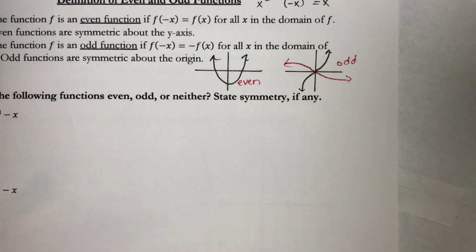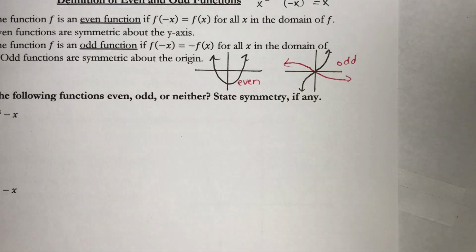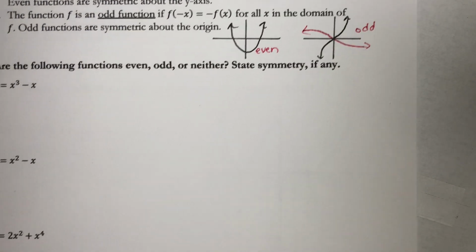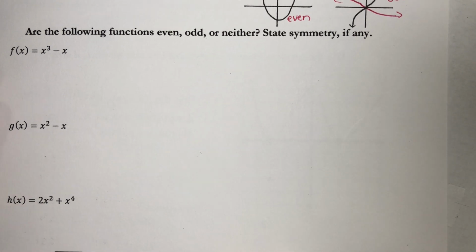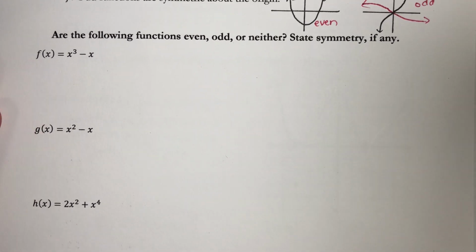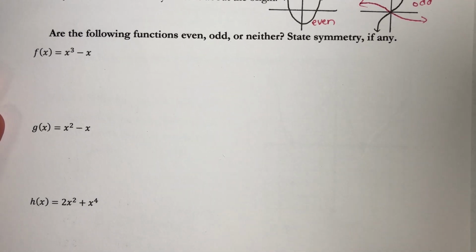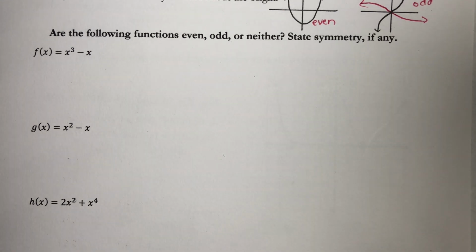Now, of course, a lot of graphs are not symmetric about the y-axis, and not symmetric about the origin. So we're going to have problems that say, are the following functions even, odd, or neither? And then we'll state the symmetry, if any. I'm going to work through these using the definitions, and I'm going to show you a trick that works for some types of problems. It does not work in all of them. Otherwise, I'd just teach you the trick.